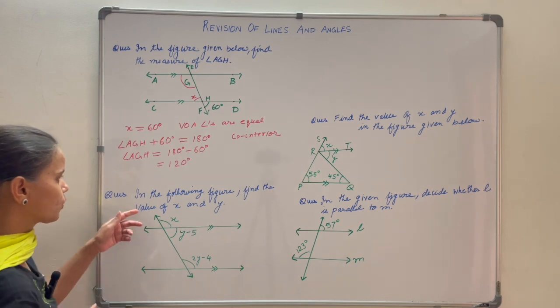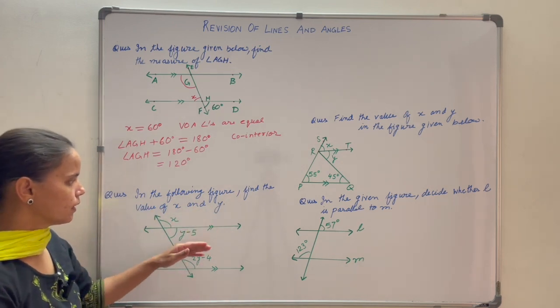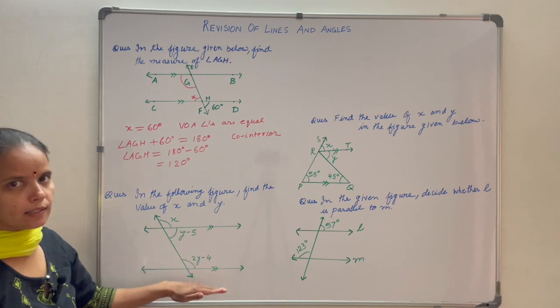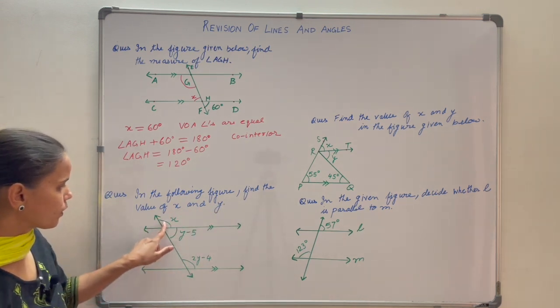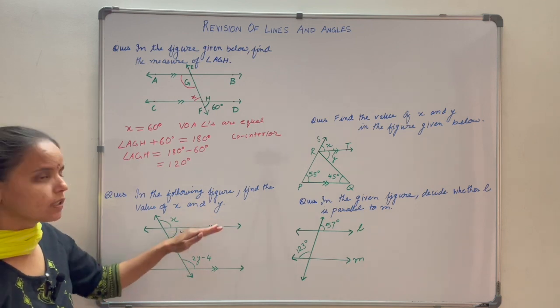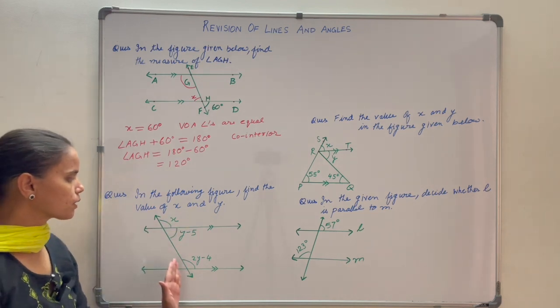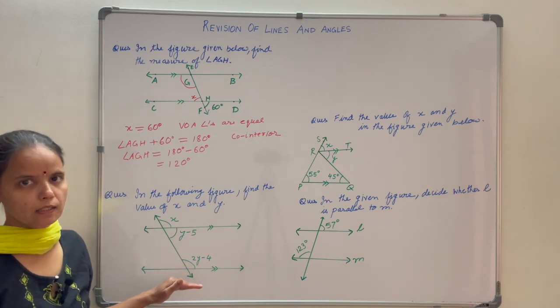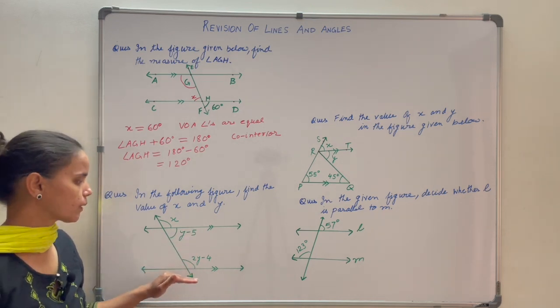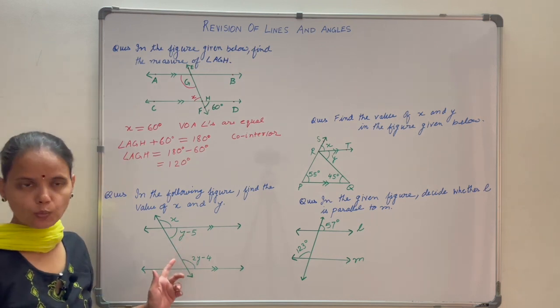Now let us take this question. In the following figure, again here they have given these two lines are parallel. Find the value of x and y. You need to find out x and y. So these two lines are parallel and this is a transversal. So the sum of these two angles will be equal to 180 degrees. So you have to frame a linear equation here and solve for y.